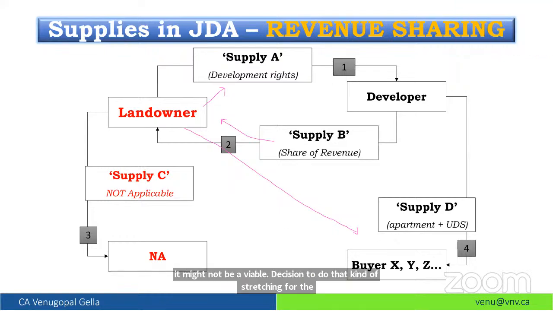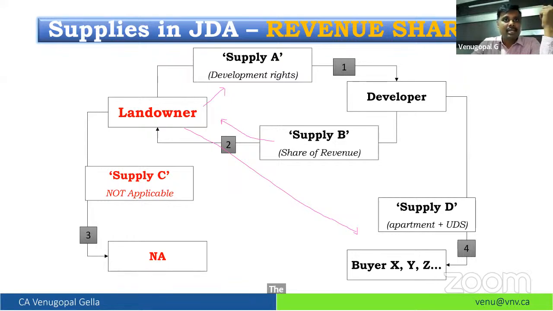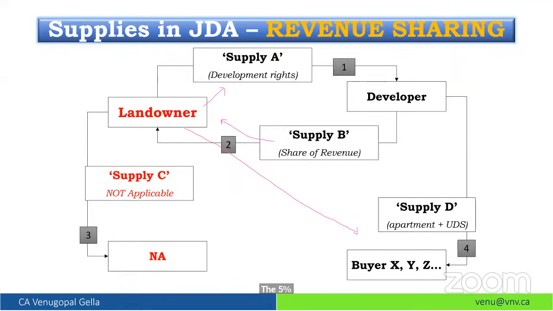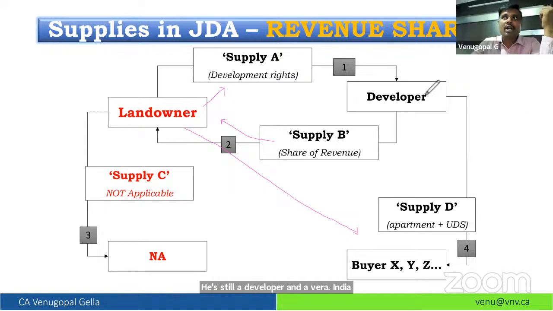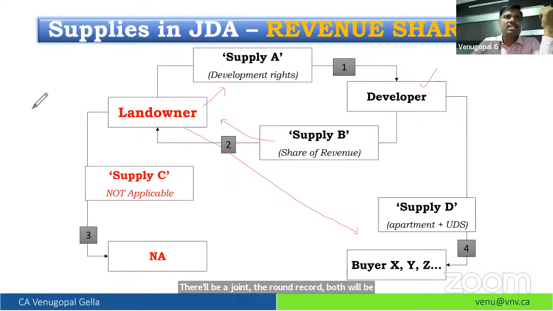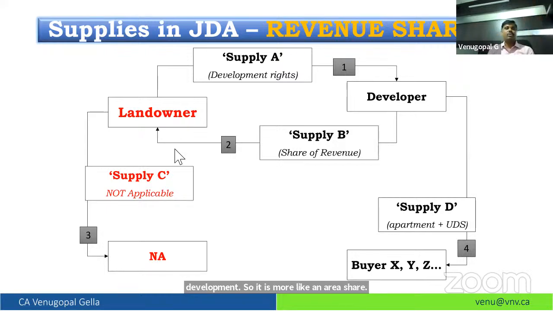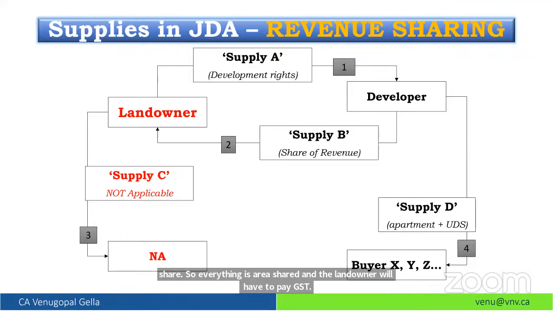Why do you say that the landowner will not get ITC of whatever is charged by the developer? Because at the 5%, he will be a builder. He is still a developer and on RERA. On record, you are saying that he would be a developer, is it? There will be a joint record. Both will be called co-developers. If it is on record, both will be there as a joint development. So it is more like an area share. Everything is area share, and the landowner will have to pay GST by taking ITC. Got it. Okay. Yeah.